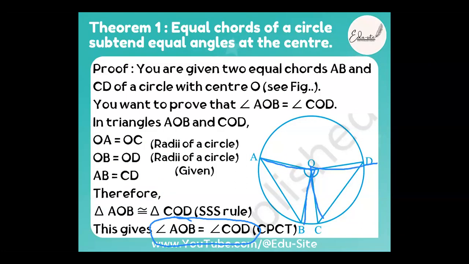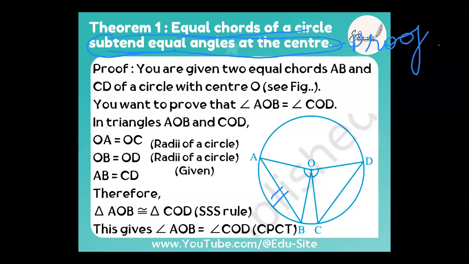Understood? This angle is equal to this angle. Understood the theorem? It is very easy, correct? Any doubts in it? No. So the statement is equal chords. You have to draw equal chords and they have to subtend equal angles. This is to prove, right? So how is the proof? Come on, read it for me.